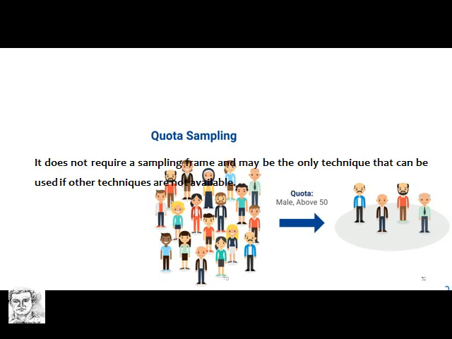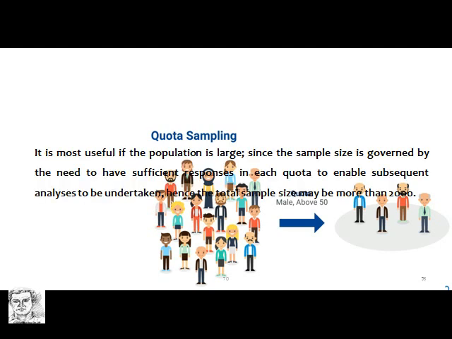It does not require a sampling frame and may be the only technique that can be used if other techniques are not available. It is most useful if the population is large, since the sample size is governed by the need to have sufficient responses in each quota to enable subsequent analyses to be undertaken. Hence the total sample size may be more than 2,000.